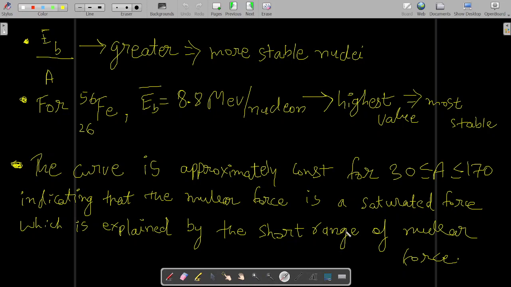What does it mean by saturated force? You know this very well: while the formation of a nucleus, these nucleons will be situated inside the nucleus something like this, in the form of compact packing.